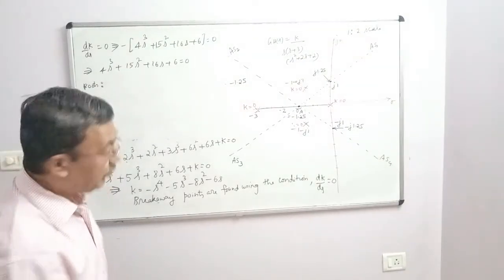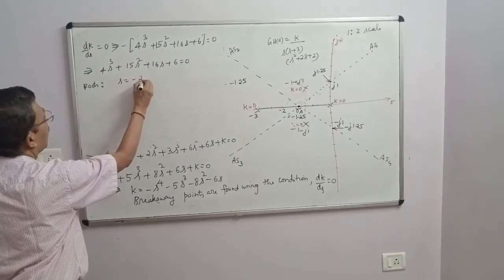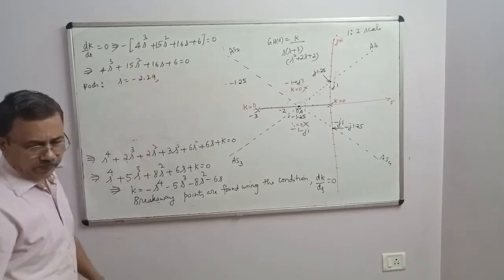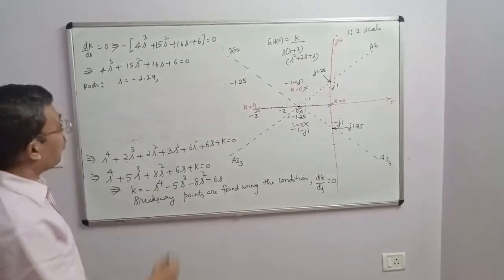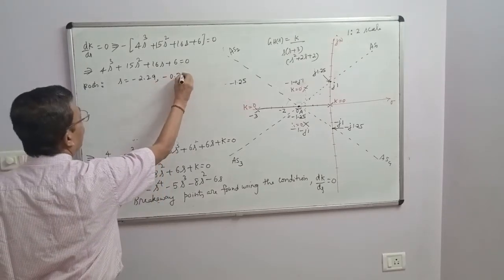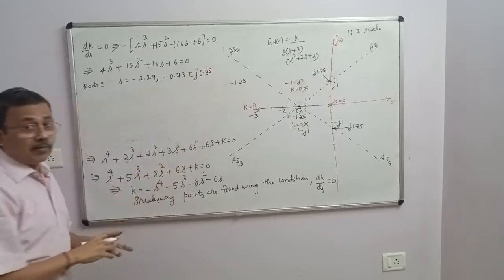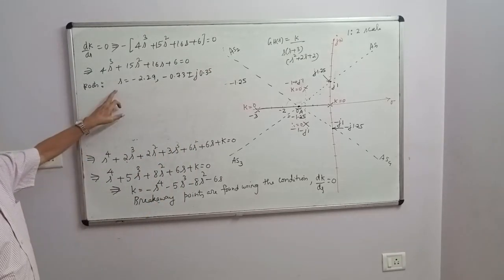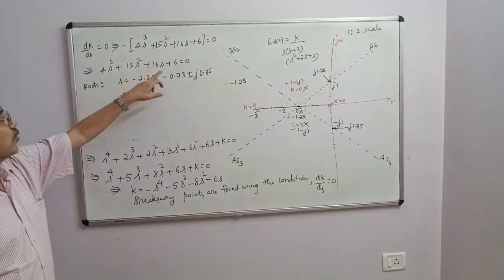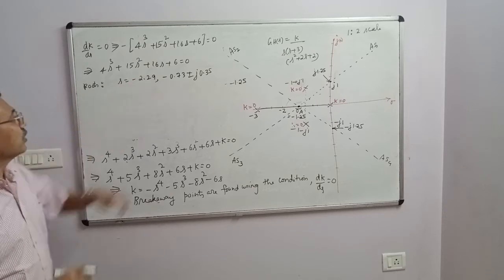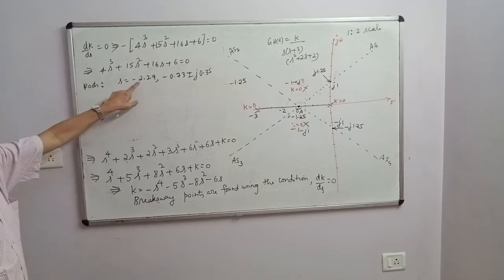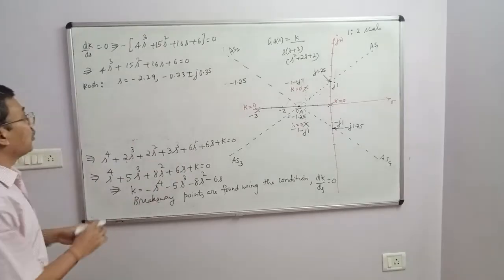The roots are s is equal to minus 2.29, minus 0.73 plus minus j 0.35. I have calculated and kept it ready for my reference. Using calculator solve this cubic equation. Sorry, these are the 3 roots you get: 1 real root and 2 complex conjugate roots.